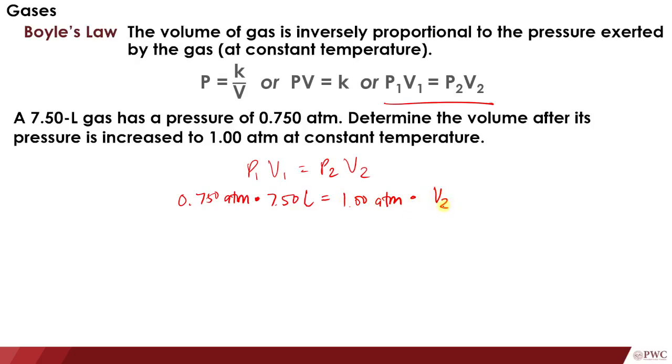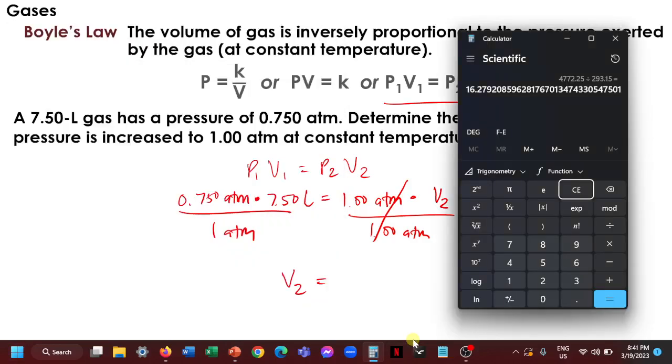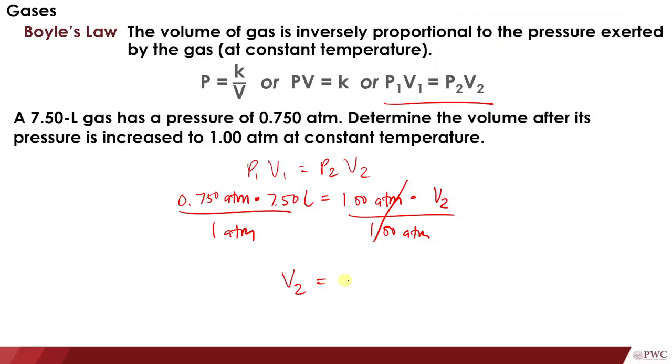Again, we're looking for the value of V2 here, so divide both sides by 1 atmosphere. Now here what's left is the V2. Then for the rest, you just need to solve this one. We have 0.750 times 7.50 divided by 1. That's the same. So we have 5.63. Then what's left here is the liters. So that's the answer for this one.